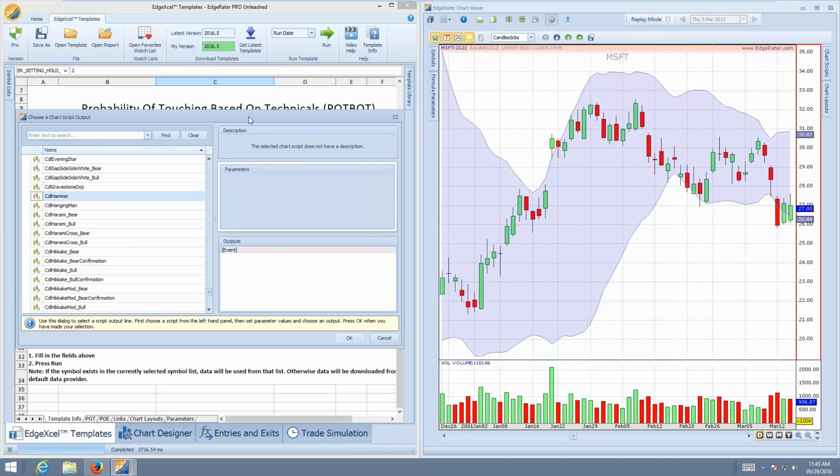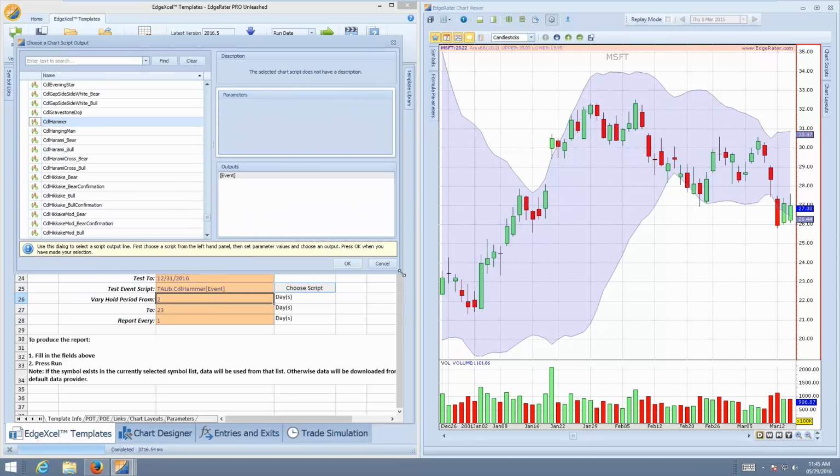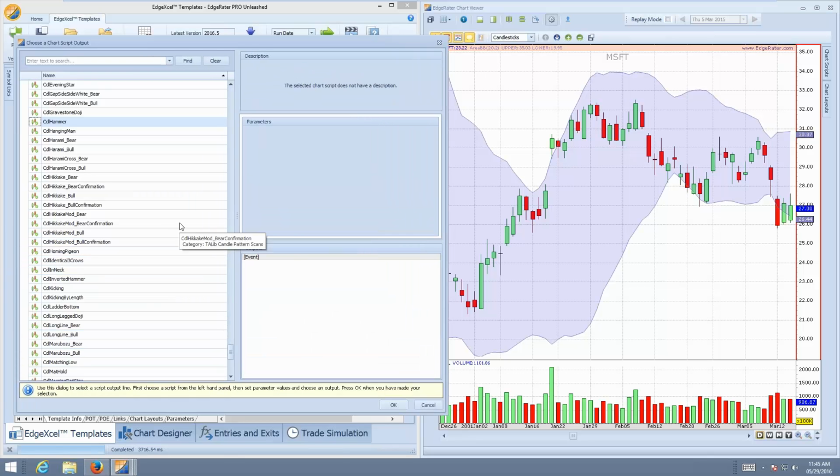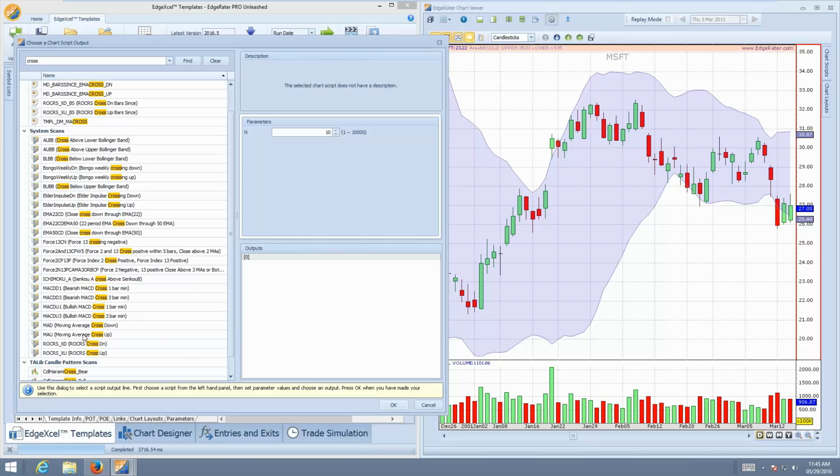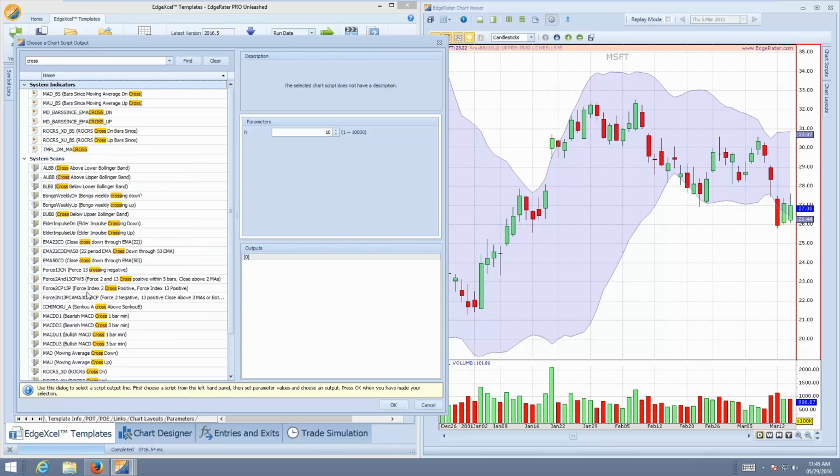Let's take a look. Here's another trick. Once you're in this area, you can type a search string. If you're looking for something, I can type cross and see what comes up. We've got quite a few scans here: Bollinger Bands crossing, Elder Impulse crossing, exponential moving average crossing down. Lots of different types of crosses are in here.